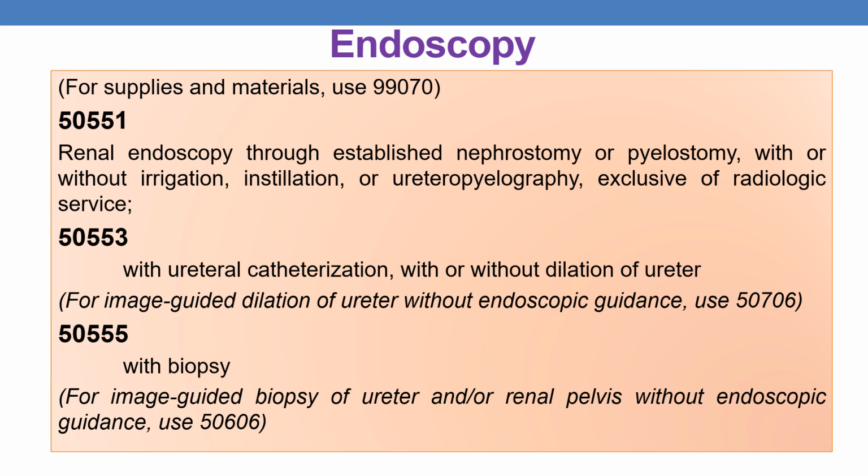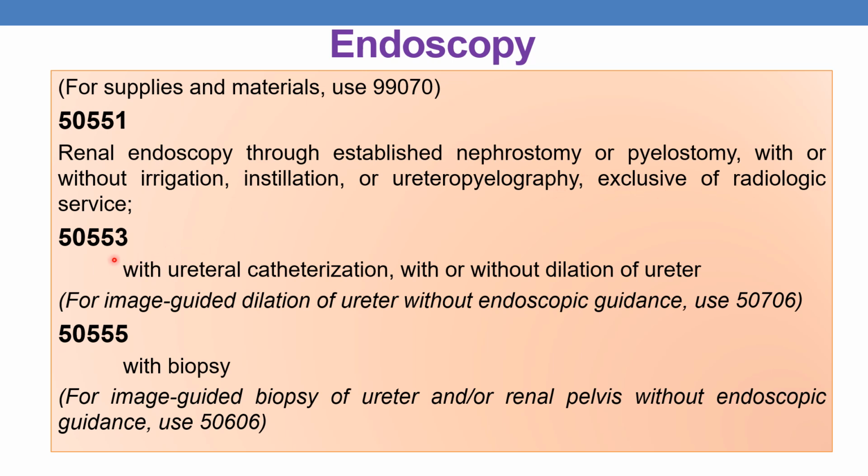Now coming to CPTs for endoscopy. For supply of materials, you need to use 99070. The first CPT is 50551. Renal endoscopy with established nephrostomy or pyelostomy with or without irrigation, instillation of pyelography exclusive of radiological service. Renal endoscopy through established nephrostomy or pyelostomy with or without irrigation, instillation or ureteropyelography exclusive of radiological services.